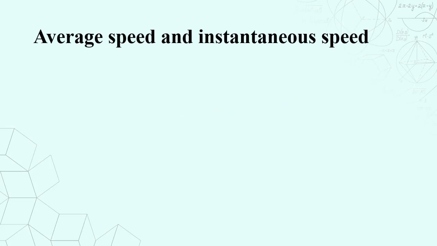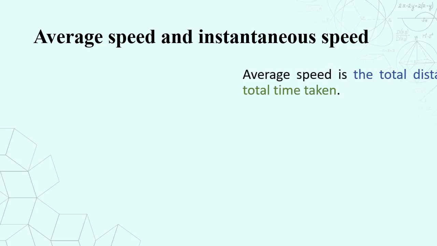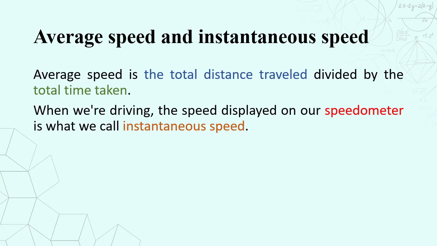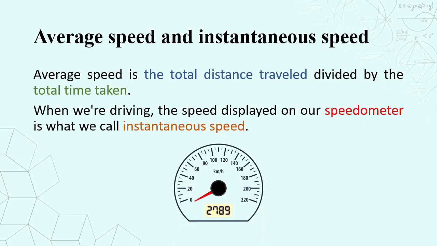Let's kick things off by talking about speed. We know average speed is the total distance traveled divided by the total time taken. Now, when we're driving, the speed displayed on our speedometer is what we call instantaneous speed. Let's check the relation between average speed and instantaneous speed.